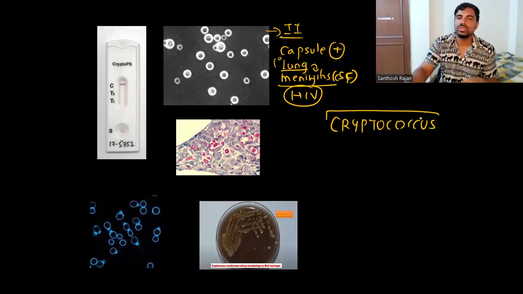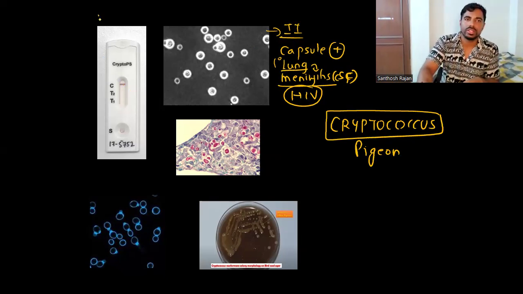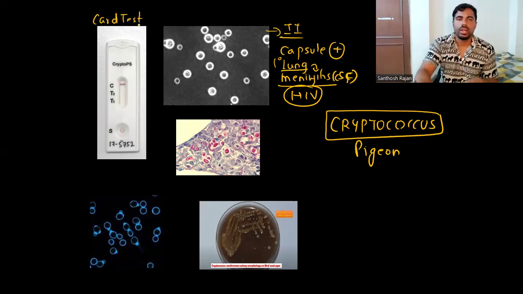Cryptococcus neoformans. That is the pigeon droppings, the identity. Now, which is the rapid test, the test where you get the result immediately? You have to choose the rapid card test, that is the lateral flow assay. Lateral flow assay is the best and immediate test.